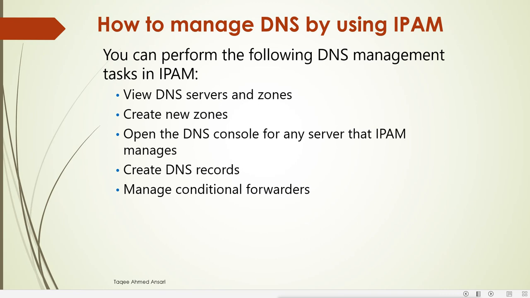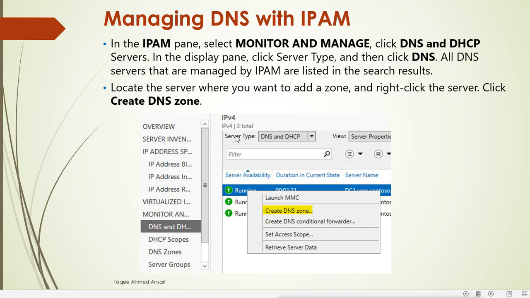We can do that by using IPM, and for doing that, we have to go to this DNS and DHCP tab, and here you will see all the servers which are DNS or DHCP, or you can filter what you want to see, only DNS or only DHCP. Then select the DNS server which you want to manage from here, right click on it and you will get these options. So you can launch the MMC console. That means you can launch the DNS management console so that you can manage it from there, or you can manage it directly from here in IPM.